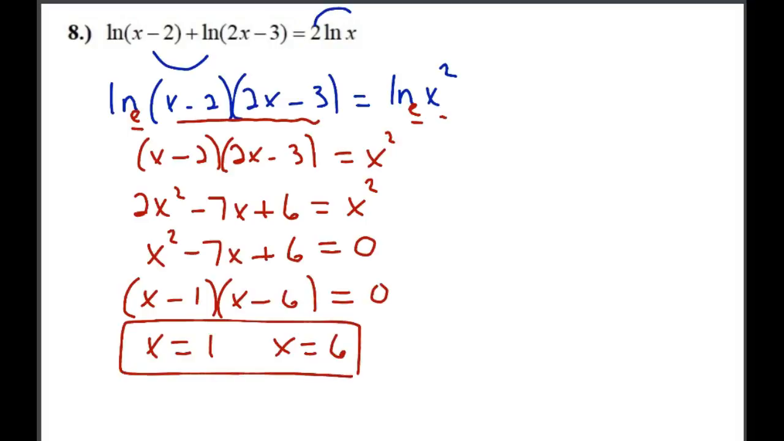And the last step is we've got to check and make sure that these values are not going to give us logs of negatives. So back up in this original here, if I plug in 1, I'm going to have natural log of 1 minus 2, which is -1. This is no good. It's an extraneous solution. And then 6 is okay in the first one, and it's okay in all of them. So x equals 6 is my only solution there.